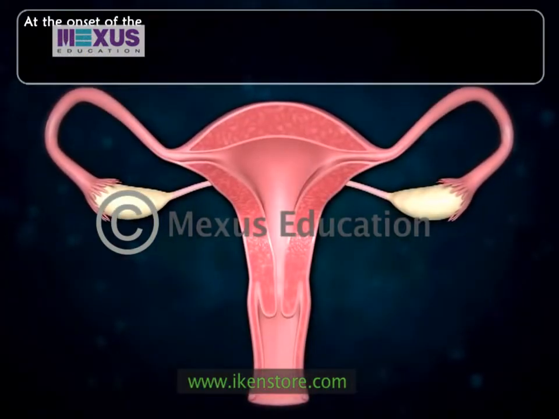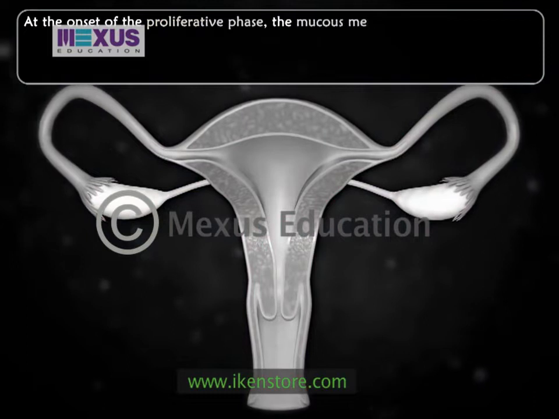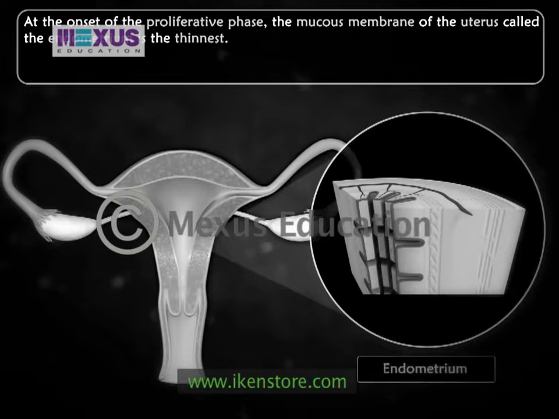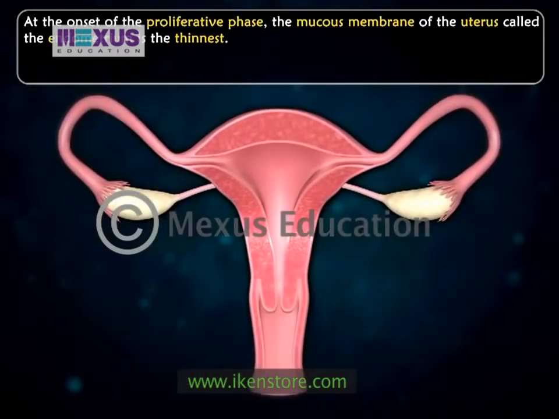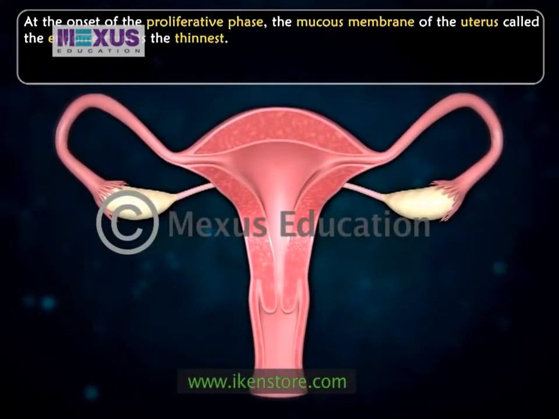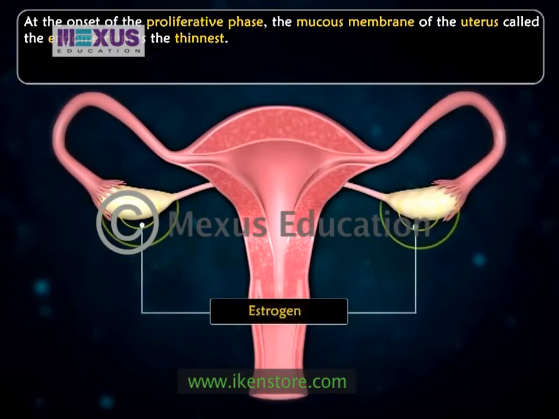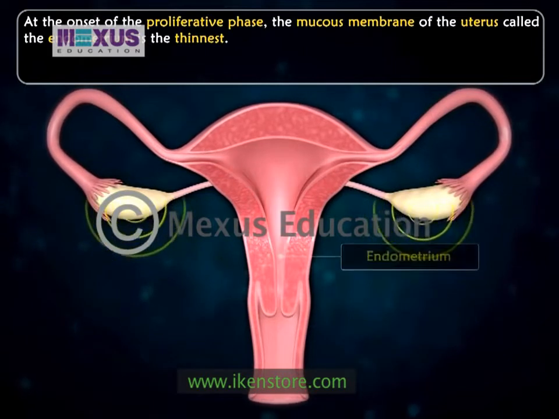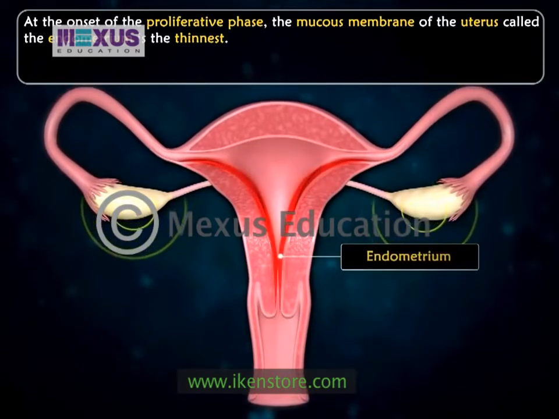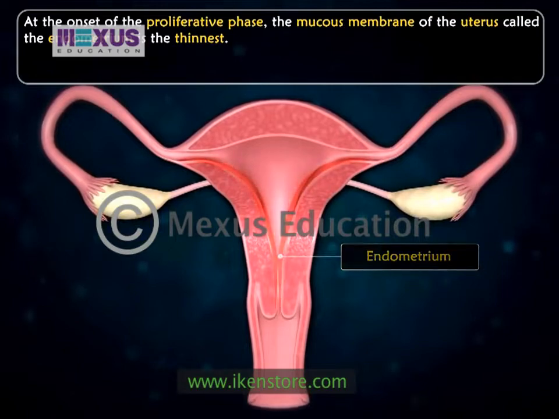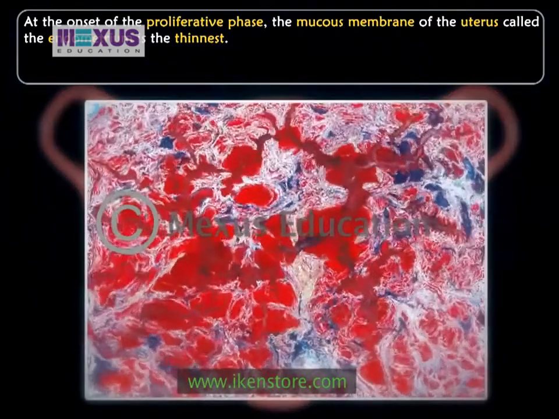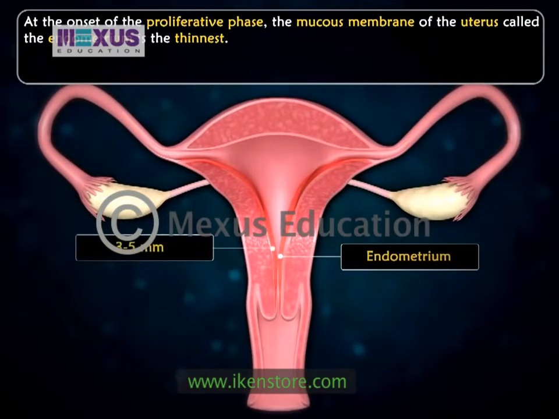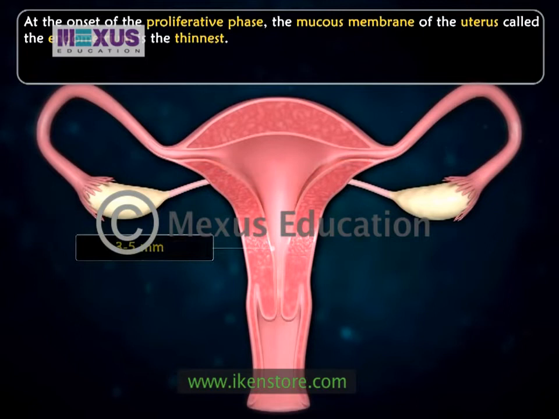At the onset of the proliferative phase, the mucous membrane of the uterus, called the endometrium, is the thinnest. The uterine changes then begin due to rising concentration of estrogen. Gradually, endometrium glands grow in length, its epithelial cells proliferate, and the endometrial stroma and blood vessels grow. Just before ovulation, the endometrium becomes 3 to 5 millimeters thick.